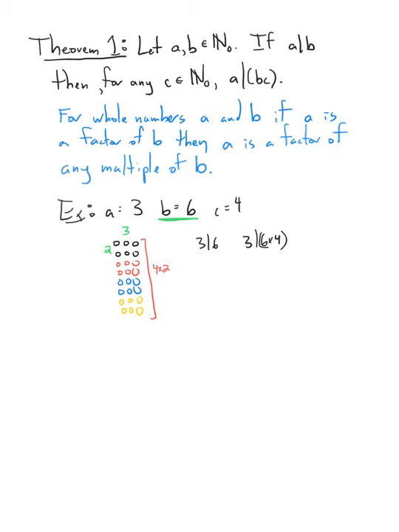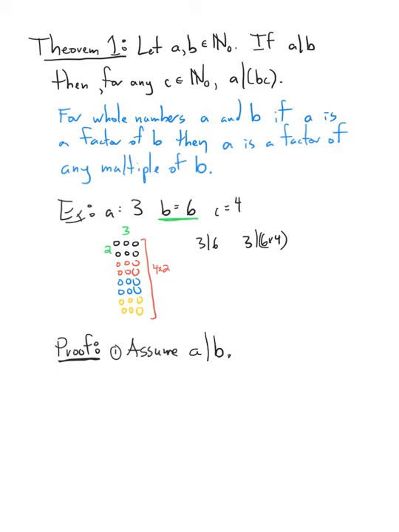So this is our example that we're going to kind of use as a model to see how to prove this. Okay, let's go ahead and do it. Remember, to prove things, you need to assume the if part is true and show that the then part must be true. So let's assume that the if part is true. So let's assume that A is indeed a factor of B.